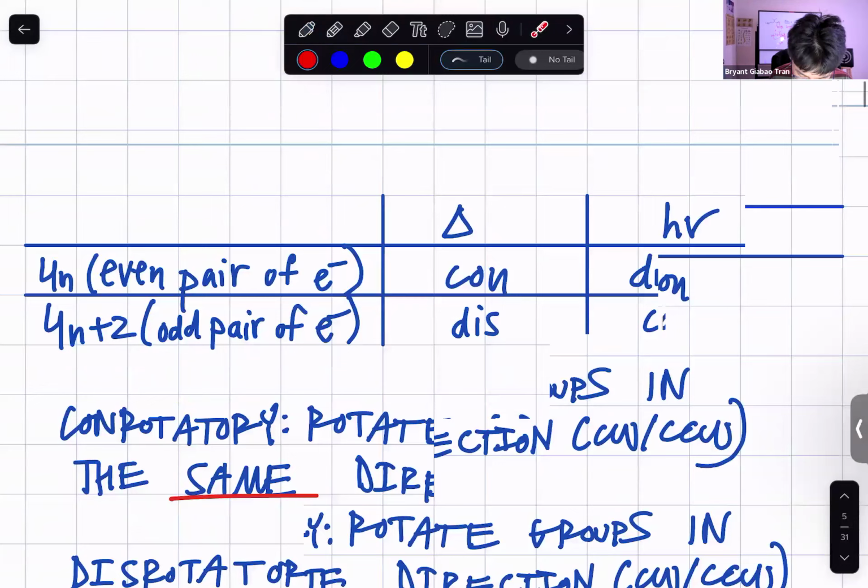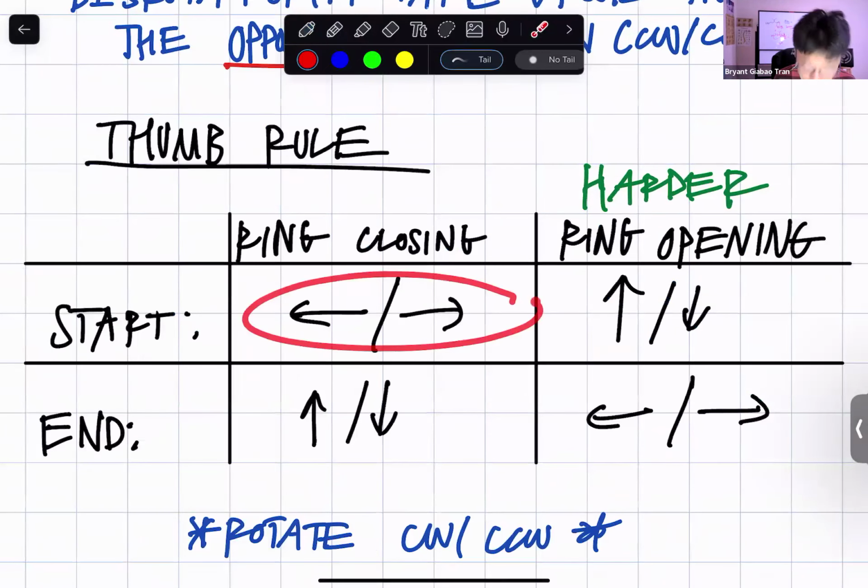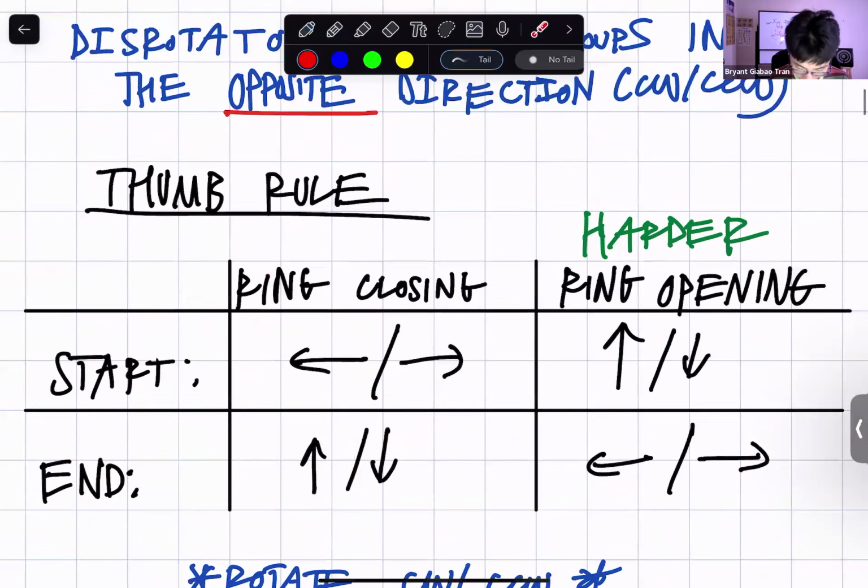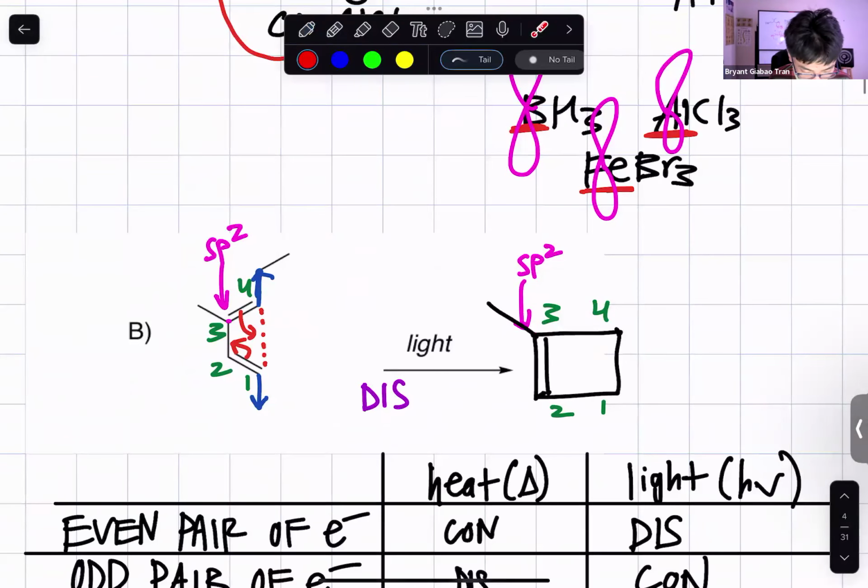So when we're ring closing, we're going to start our thumbs either left or right, and then we're going to end our thumbs up or down to represent if it's going to be wedge or dash. If it's going up, it's wedge. If it's going down, it's dash, right? So because I see that one is going up, one is going down, they're going to face away from each other. So my left thumb is going to go to the left side. My right thumb is going to go to the right side. And my left thumb is representing the ethyl group, and my right thumb is representing the methyl group, where they're going away from each other like that.